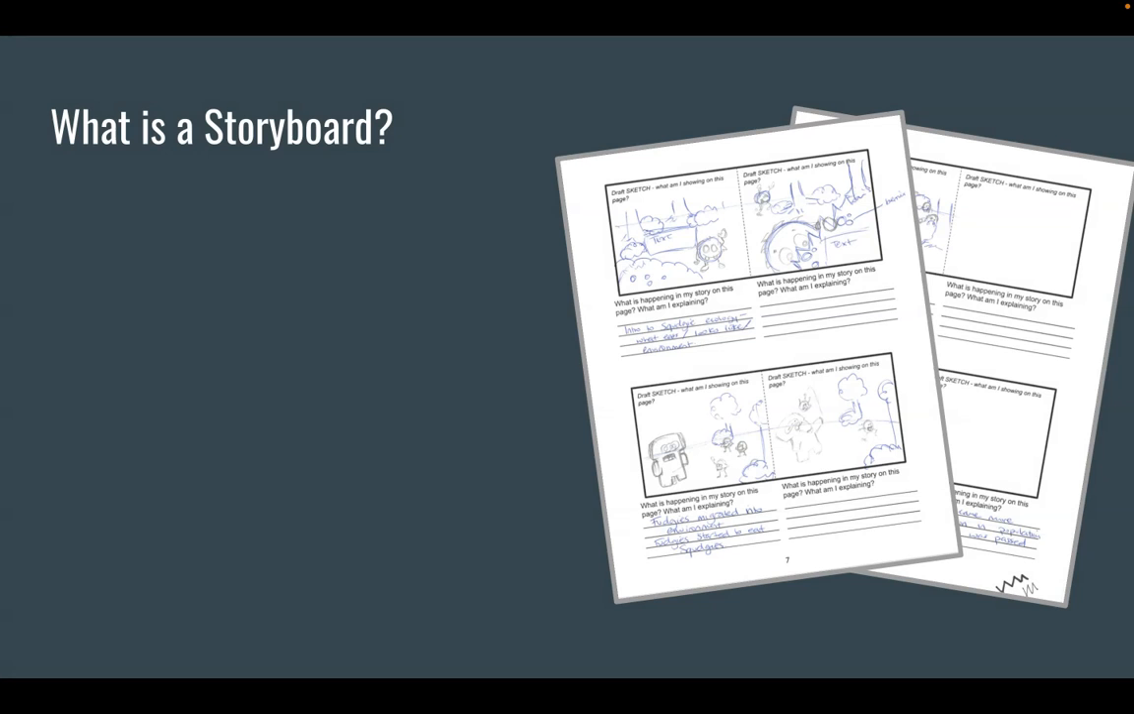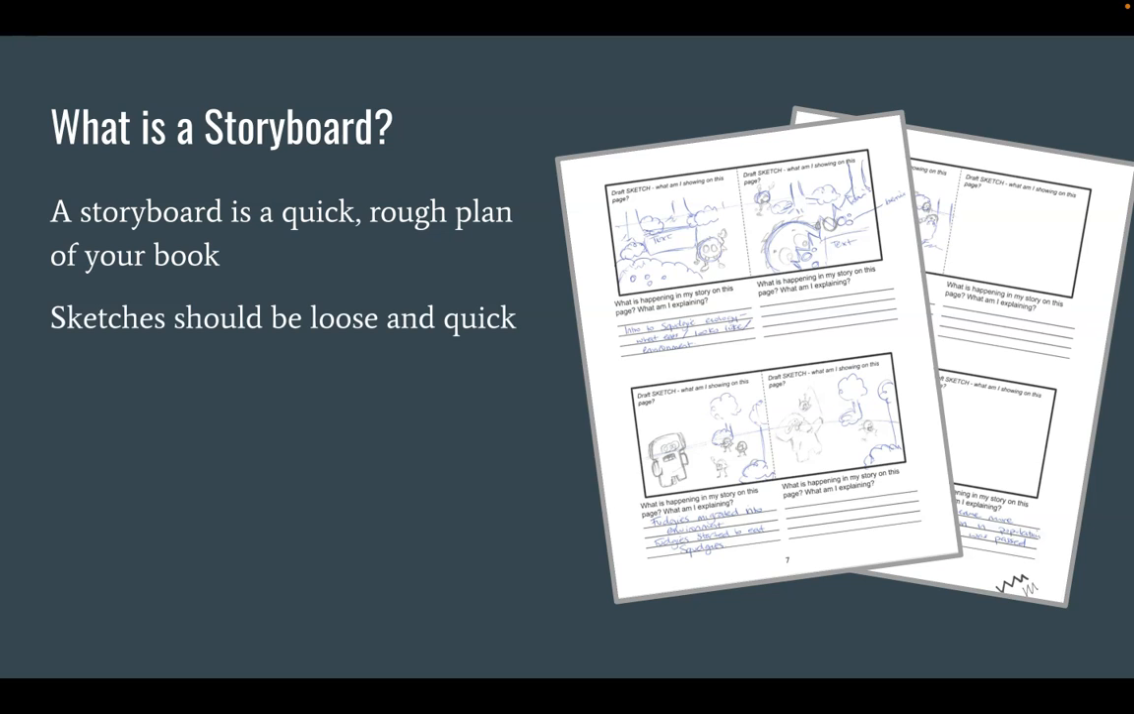Part 3, storyboarding. So a storyboard is just a quick, rough plan of your book. You can see on the right, my storyboard involves loose sketches, and small notes written underneath each page. Your sketches should be loose and quick. None of the drawings should be highly detailed or take very long to draw. Underneath each of your sketched pages, you should record the ideas of what will be written on those pages, and that'll be important when you go to write your final book.